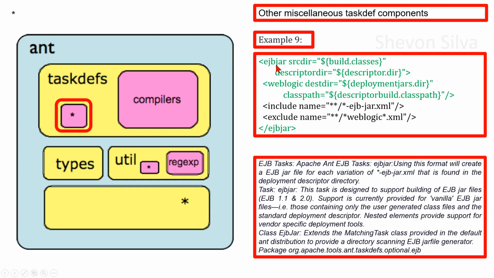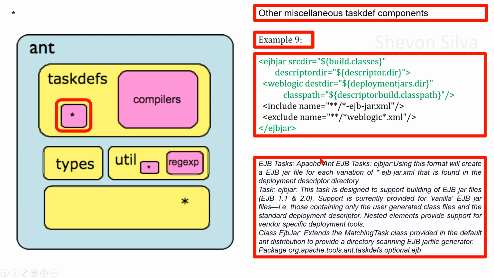Any support files which need to be included in the generated jar can be added with the support nested element. For each class found in the EJB jar, EJB jar will scan for any superclass or super interfaces. These will be added to the generated jar.